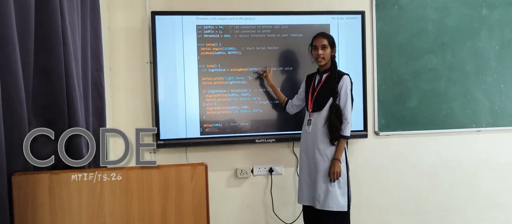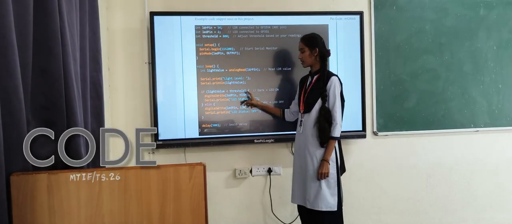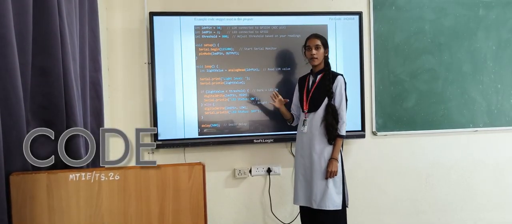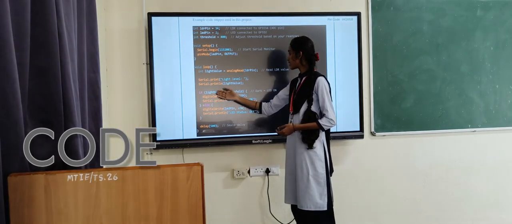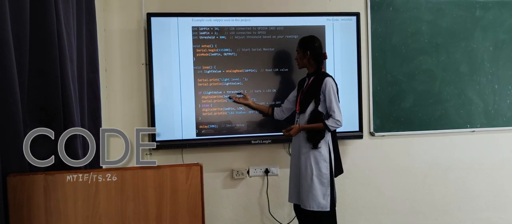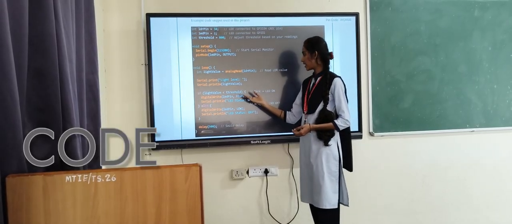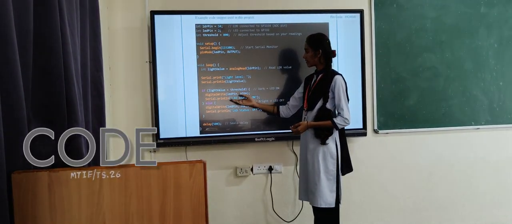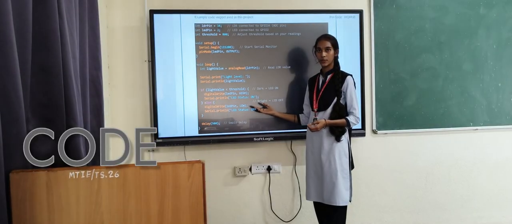Here we are reading the LDR values. This is the decision-making function. Here the light value is compared with the threshold value and the decision is made. So if the light value is lesser than the threshold value, it displays HIGH and the LED status is set to be on. Else if the light value is greater than the threshold value, it displays LOW and the LED status is set to be off.